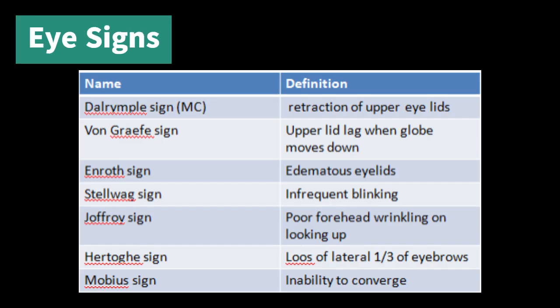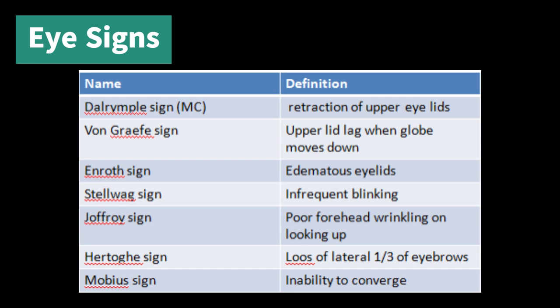Now, there's a lot of eye signs that arise in Graves' disease, and here I have listed out a few very important ones that you need to know. So, the first one is Dalrymple sign. This is the most common sign that we see, and this is retraction of upper eyelids. So, the upper eyelids will be retracted, they will be pulled back a little bit.